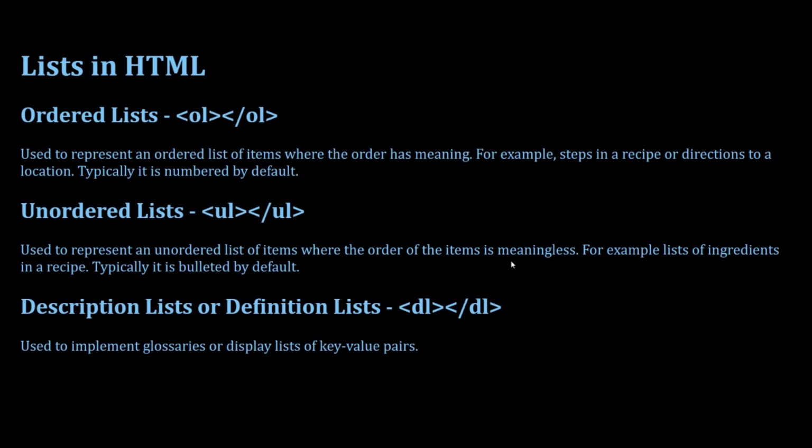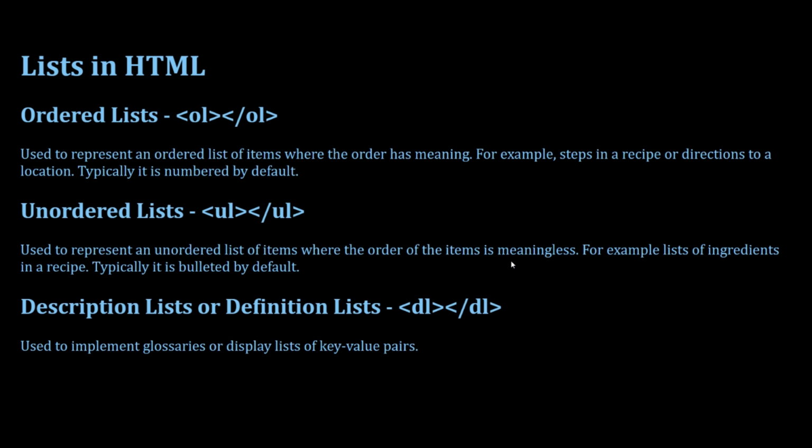There are many ways to make lists in HTML. One way is with the ordered list. An ordered list is used when we have a list of items and the order has meaning. For example, steps in a recipe, directions to a location. These are typically numbered by default.